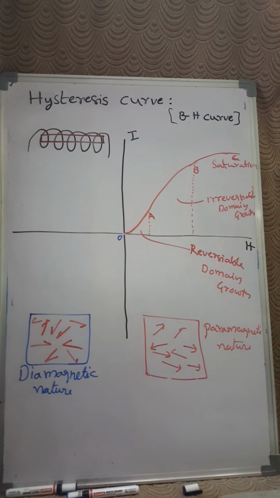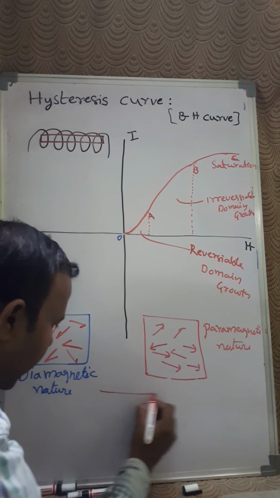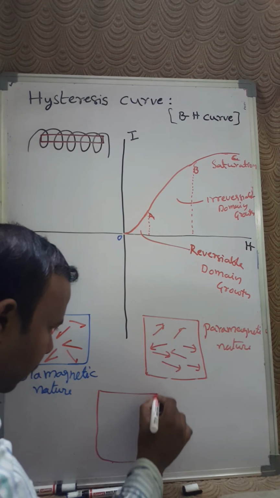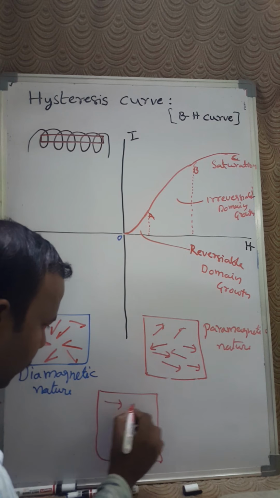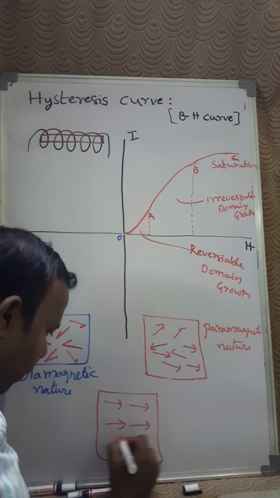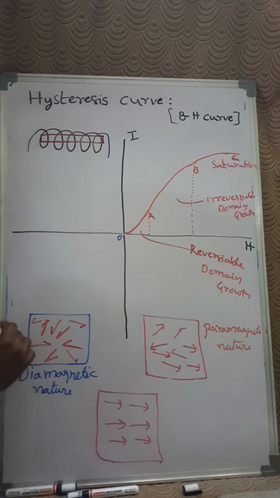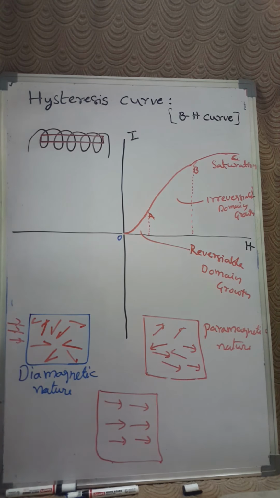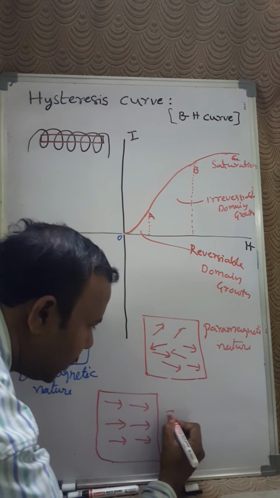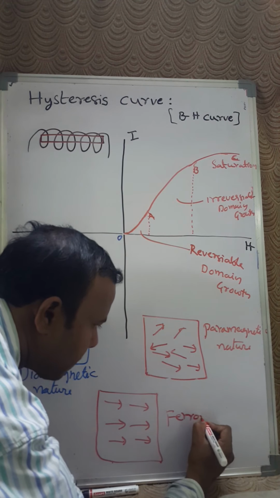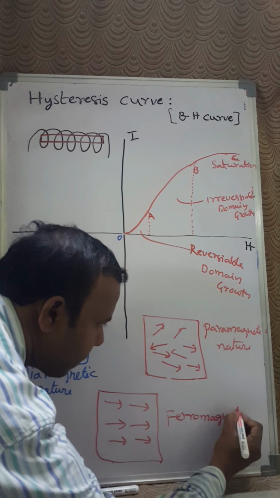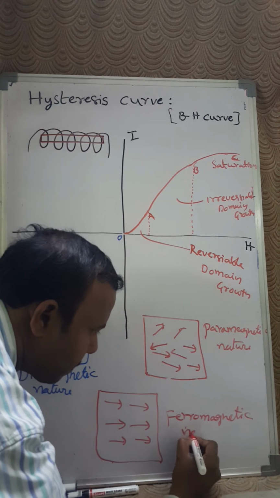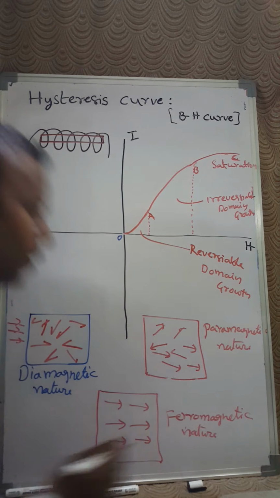And in the other case, B to C, what will happen? I increase the field to the maximum, that means the saturation point. Here all the spins will be aligned in the field direction. Assume that this is the field direction. Whatever spins are there, they will try to align in the field direction. So this behavior is nothing but your ferromagnetic nature.